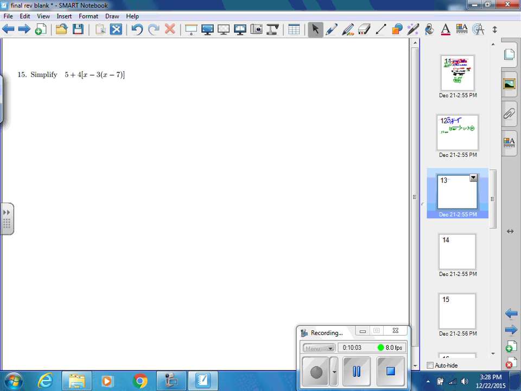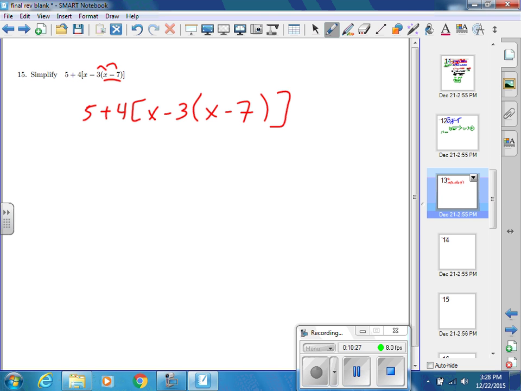The next one says to simplify this. This is just a basic order of operations. I'm not solving for x. There's no equal sign. So the first thing we want to do is start in the innermost parentheses. Well, I can't combine anything. It's x minus 7, so I'm going to have to multiply this in. Let me make this a little bit bigger so it's easier for me to work with and for you to see.